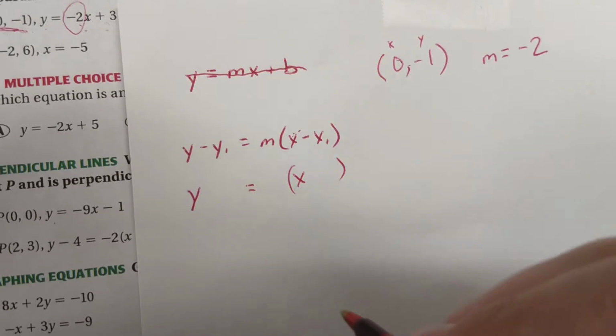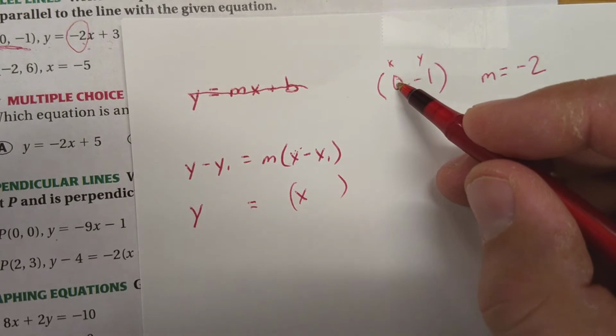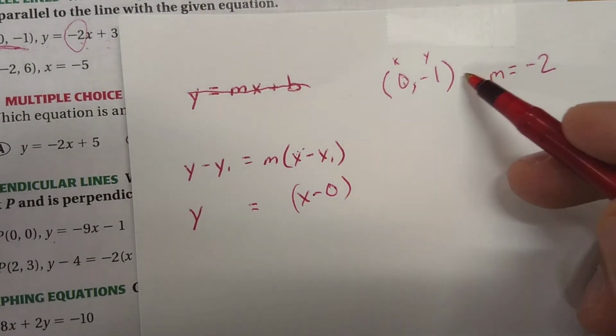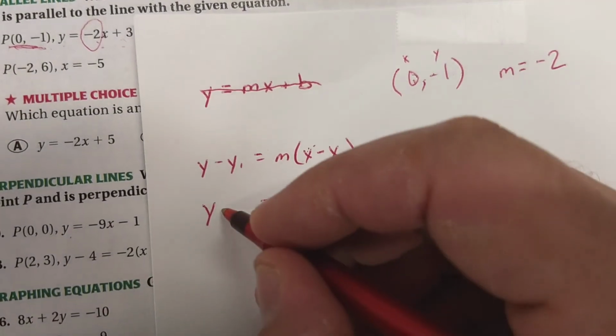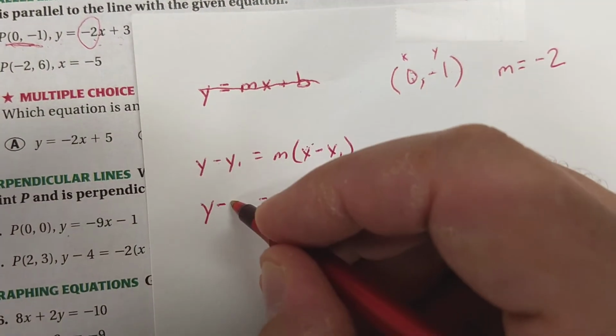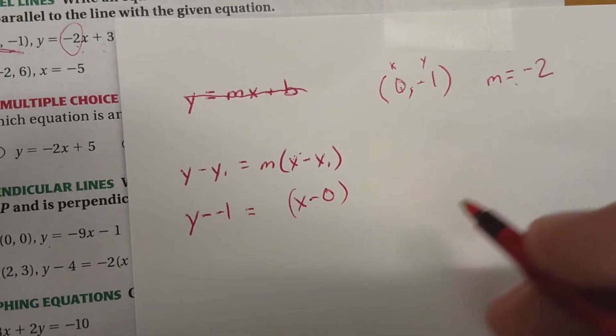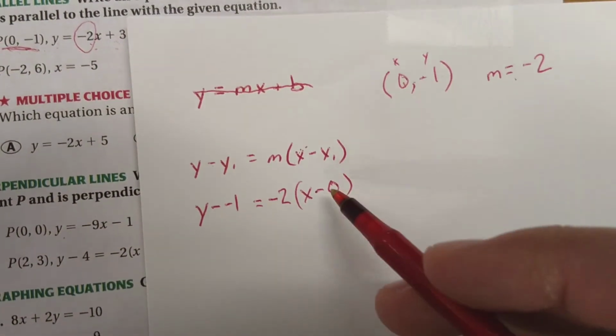I can bring my equal sign down. I can plug my x in here, so this is going to be a minus 0. I've got a -1 for y, so it's really minus a -1. And my m value, my slope, is -2. Okay, so this is my equation.